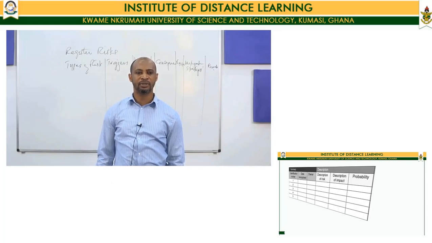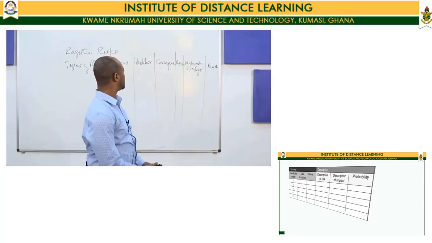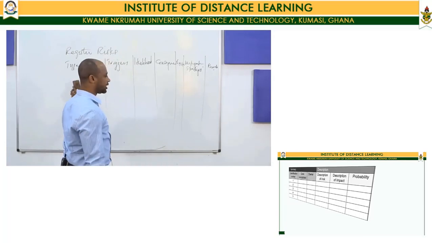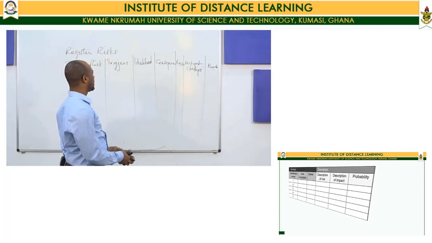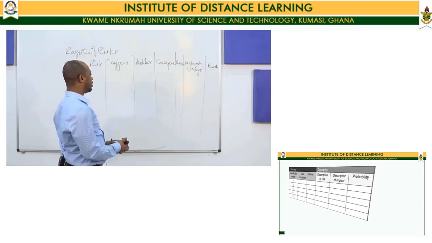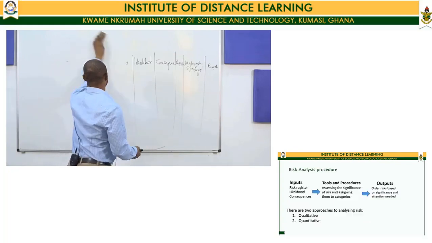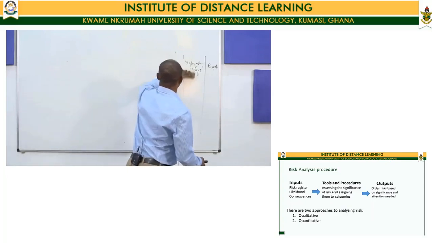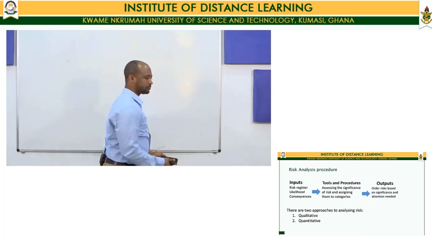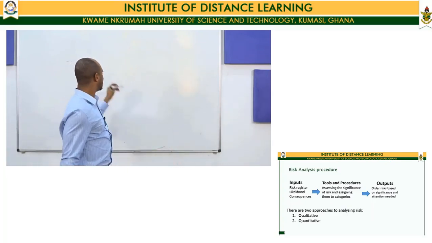So what is the procedure for risk analysis? First, we have looked at the register of risks. And we have agreed that you can keep it depending on how you want it to be. Now, you can come to risk analysis.